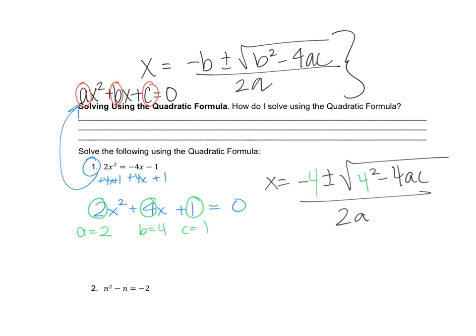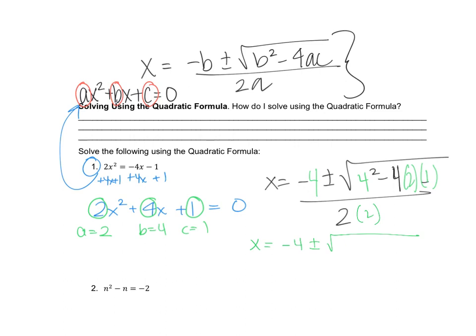My A, erase that. My A is going to be 2, and my C is going to be 1. And then on the bottom, my 2A is going to be 2 times the 2. So this will simplify: x equals negative 4 plus or minus the square root.